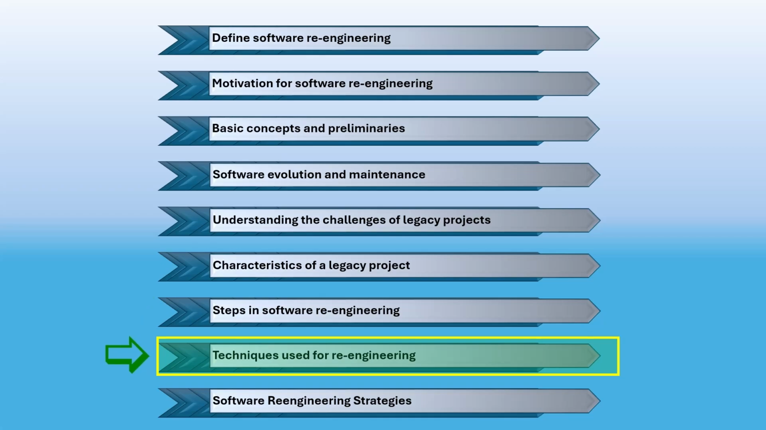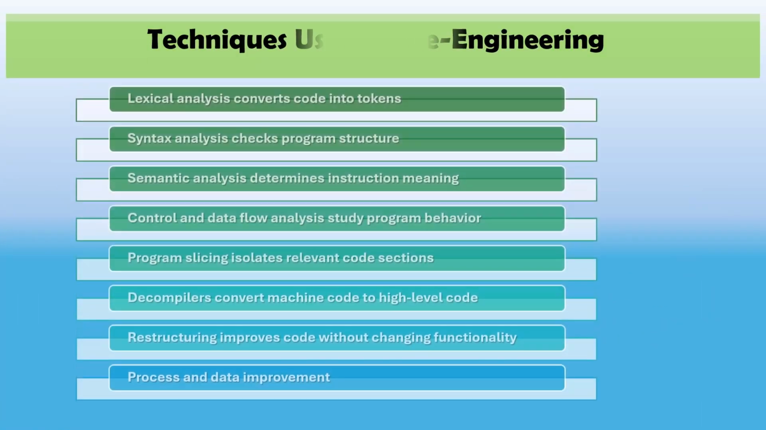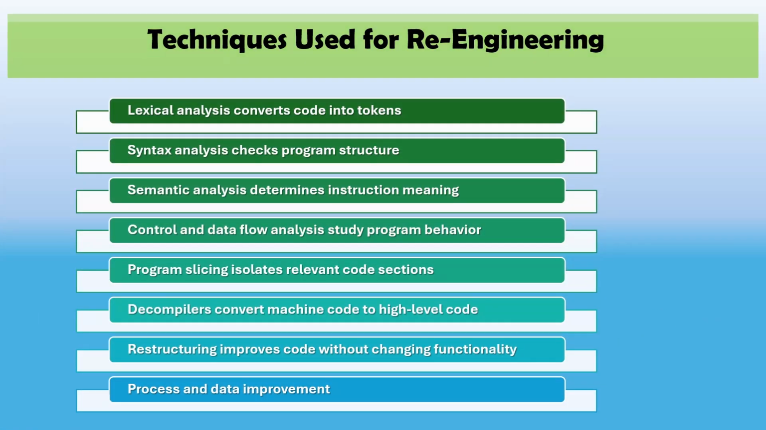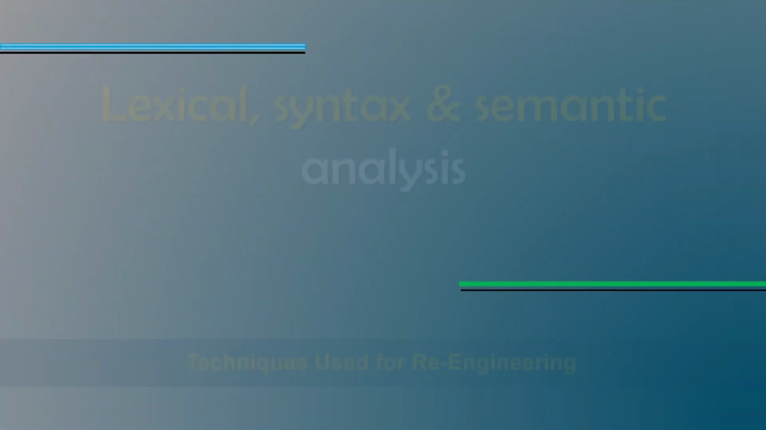Next, techniques for reengineering. Software engineering uses several automated analysis techniques to understand, improve, or transform existing software systems. Since important design information is often missing from legacy systems, developers rely on analysis techniques to recover that hidden knowledge from the source code. One important technique is lexical analysis.